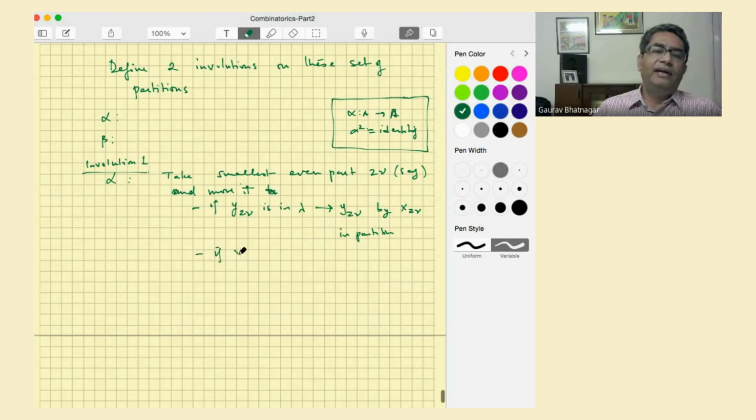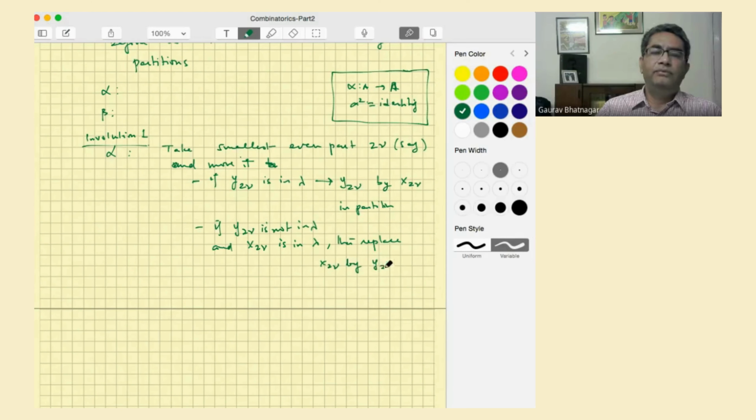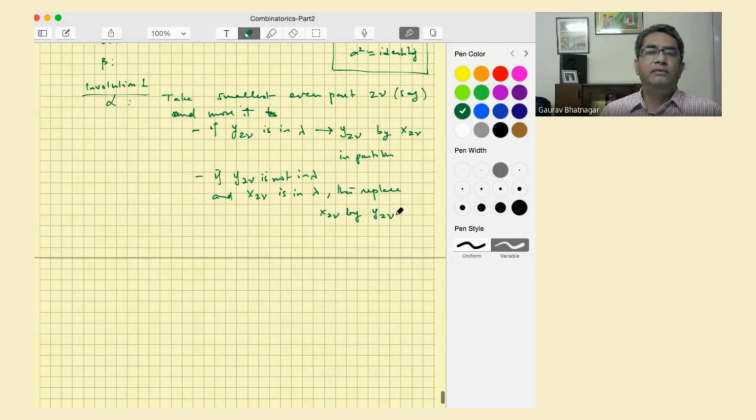And if x to new, and this is the smallest, if the smallest does not come, if y to new is not in lambda, and then obviously x to new is there, then x to new is in lambda, then replace x to new by y to new. So you get another one to get lambda prime.